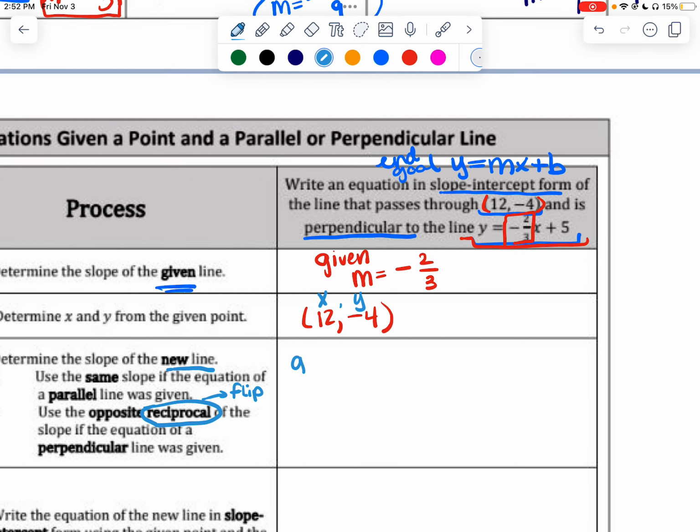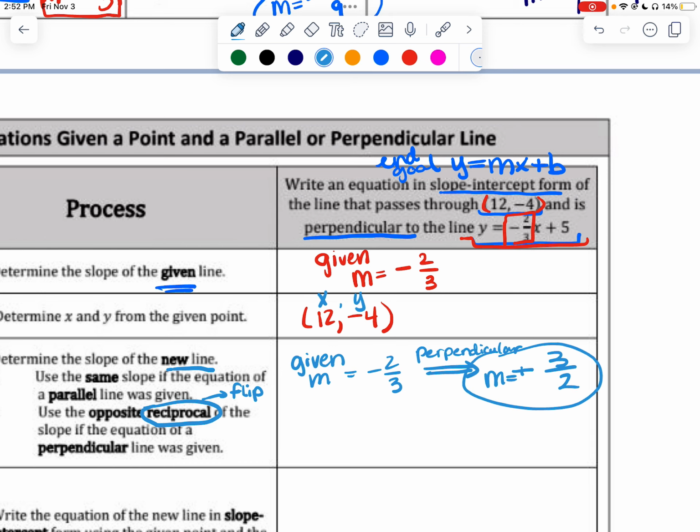So we had our given slope was negative 2 over 3. But now, because this is asking us for perpendicular, the perpendicular slope is going to be opposite plus flipped, reciprocal, 3 over 2. So here's the slope that I've got to use. Positive 3 over 2.